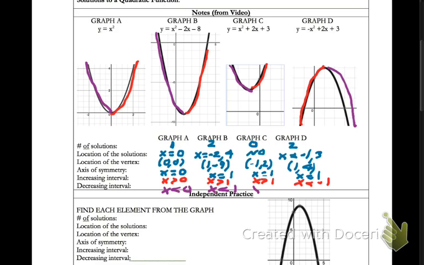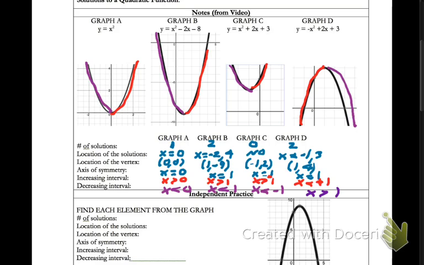On C, when x is also less than, but this should be a -1, just in case I missed that on the last one. There we go. And on our final one, when x is greater than 1, and again this last one should be a positive, it looks like. So graph D should read x is less than 1, x is greater than 1, that's when it's increasing and decreasing.